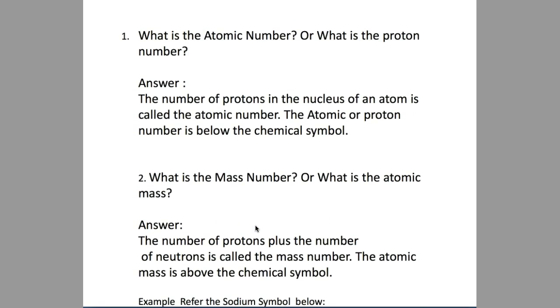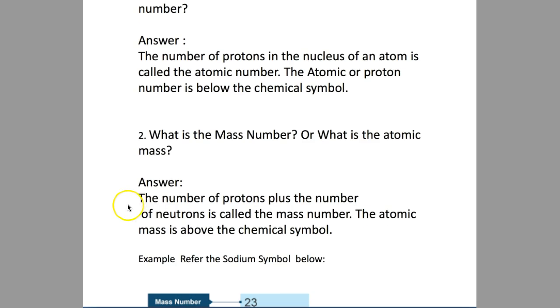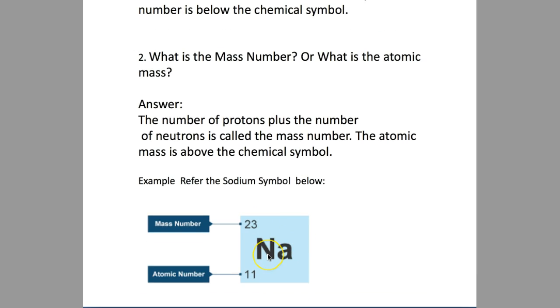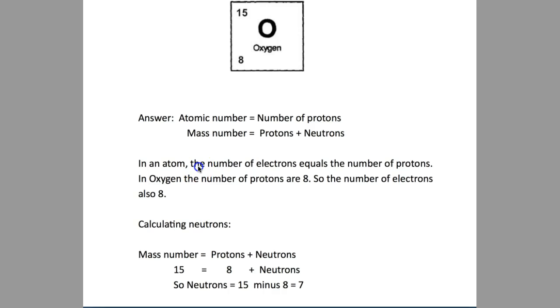Question 2. What is the mass number? Or what is the atomic mass? The answer is, the number of protons plus the number of neutrons is called the mass number. The atomic mass is above the chemical symbol. Look at the example. This is again sodium. So this is the mass number.